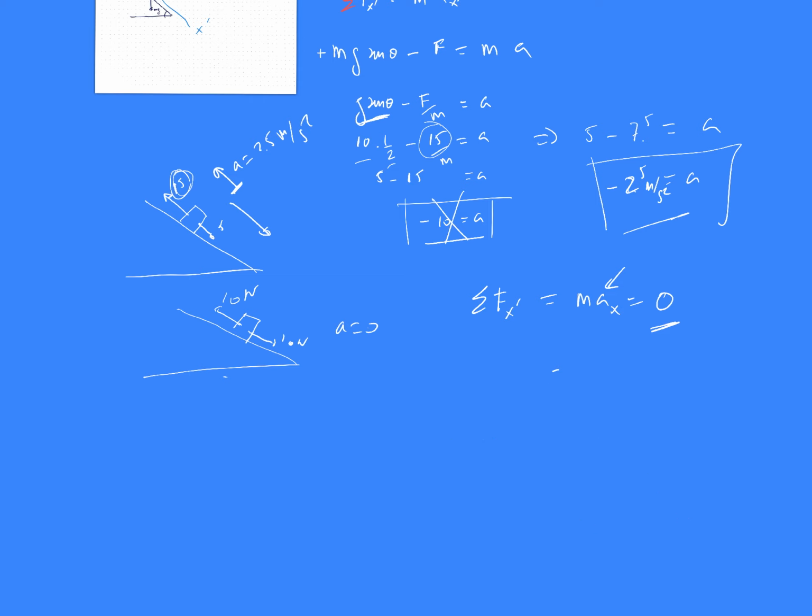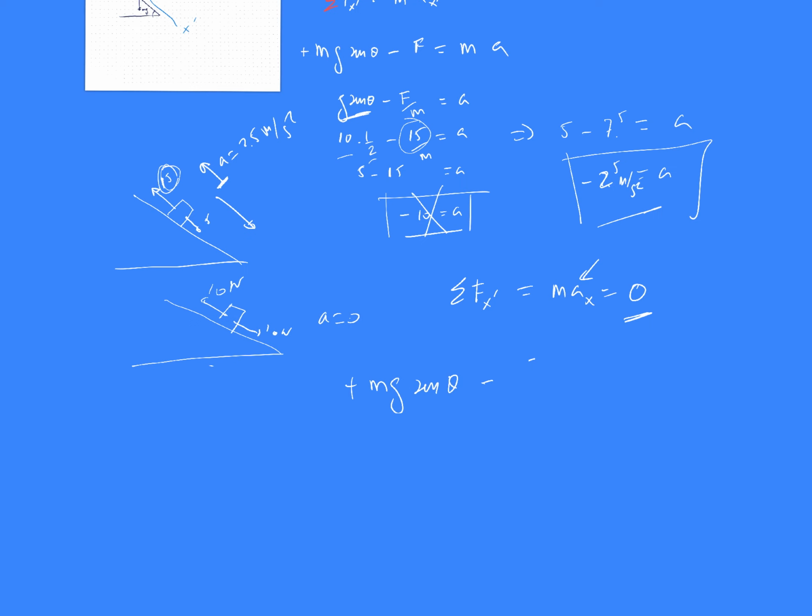Let's redo it. It is mg sine of theta going downwards the inclined plane, in the positive direction of the x prime direction, minus the force going upward. The force going upward is 15 newtons, minus 15 newtons. And now I will add an unknown force, plus the unknown force that I have to apply to make this equal ma, but a should be 0, so to make this equal 0.